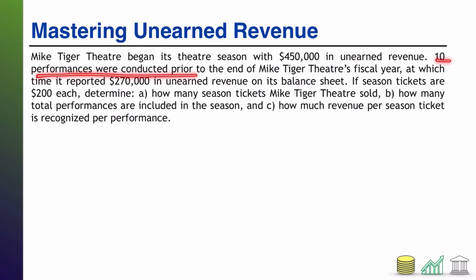10 performances were conducted prior to the end of the fiscal year, at which time the unearned revenue account reported $270,000 on the balance sheet. If season tickets are $200 each, determine the following. How many season tickets did Mike Tiger Theater sell? How many total performances are included in the season? And how much revenue per season ticket is recognized per performance?